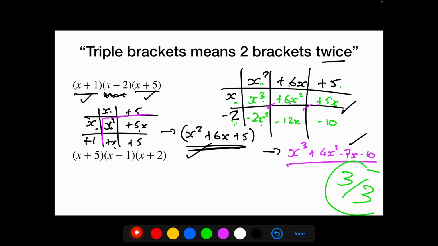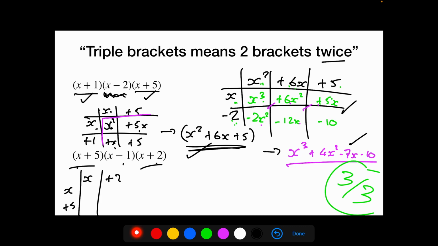Pause the video for 10 seconds. Have a go. Try this one here. I'm hoping you've done it. So let's do this one now. x plus 5, x plus 2. Pick those first. They're the easier ones, so you probably won't make any mistakes. So we go x plus 2, x plus 5.